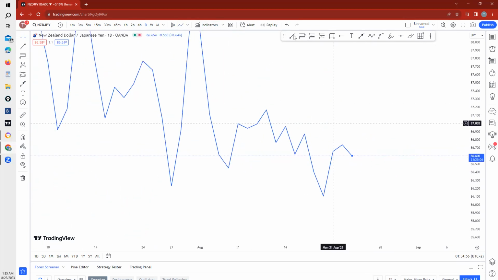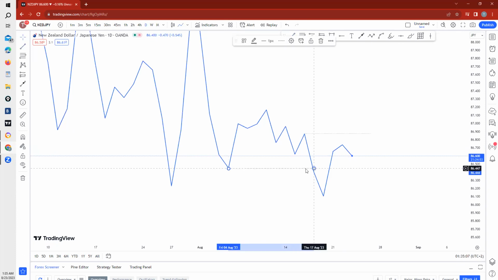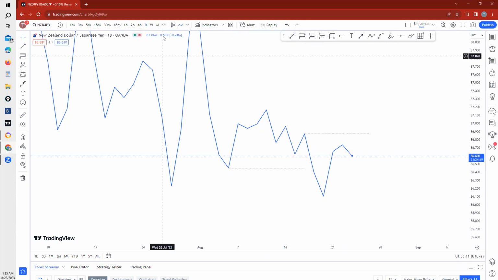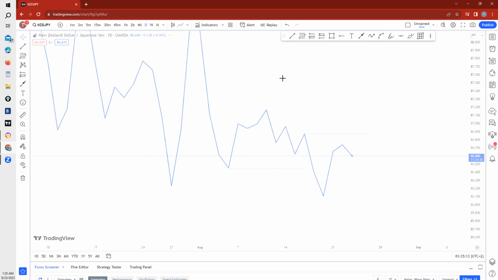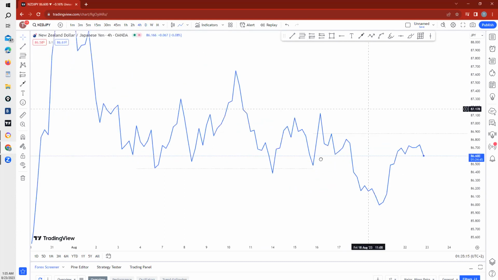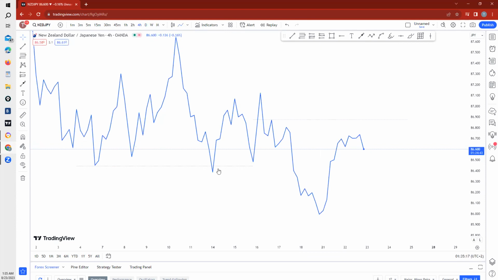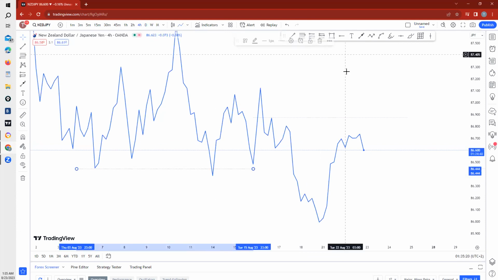Based on this, I can see this was the previous high. This was the previous high. And the market broke this lower low. So there was a break of structure around this level. So when I go to the 4-hour time frame, we'll remove this.